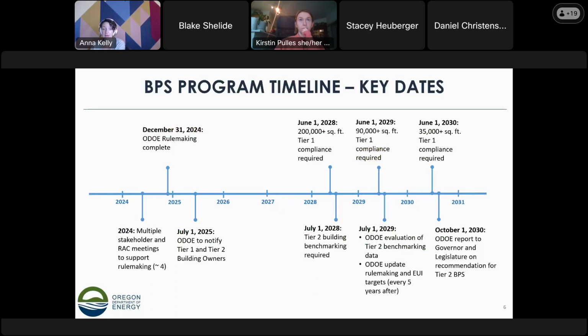As for the compliance timeline, after the rulemaking is completed at the end of the year, notifications are going to actually begin next summer. So this is a really fast timeline to let those tier one and tier two building owners get started working on building performance standards compliance. As you can see, we are going to be working really diligently over the next 6 years through the end of the decade to get through the first compliance period for the tier one buildings and to get the tier two buildings started up so that they can then work towards compliance.